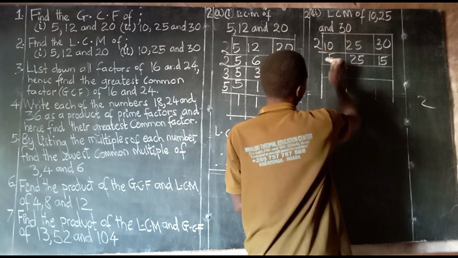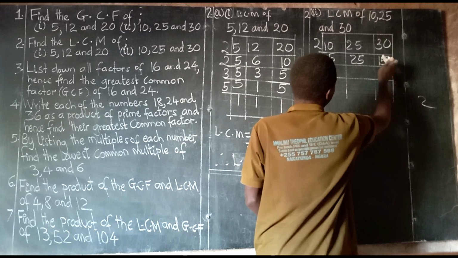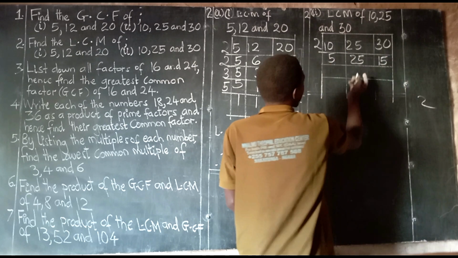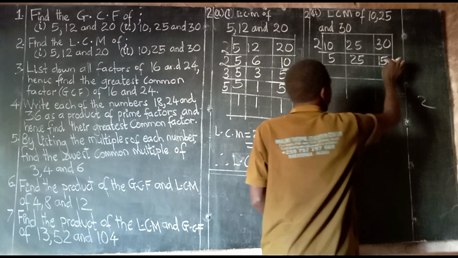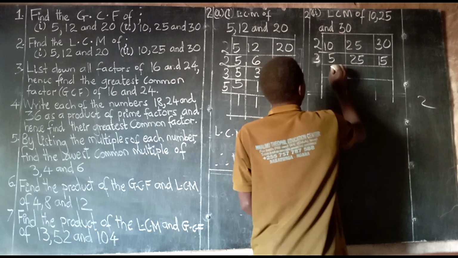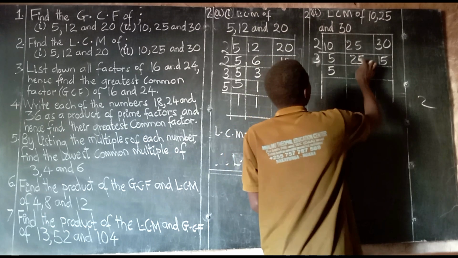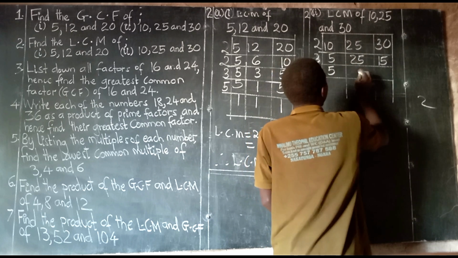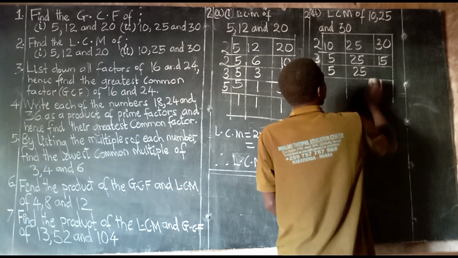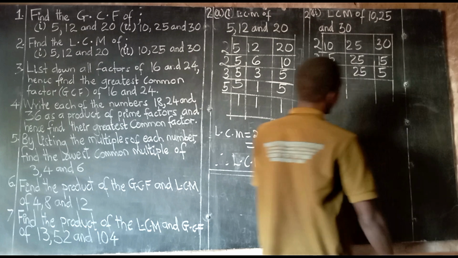Again, we pass across the 3 numbers. Is there any which is still divisible by 2? The answer is no, because 15, 25, and 5, there is none which is divisible by 2. Now we shift to 3. Is there any which is divisible by 3? The answer is yes, 15. So we write 3. 5 over 3, the answer is 5, because it is not divisible without a remainder. 25 over 3 is 25, for the same reason, so we write it as it is. 15 over 3, we get 5.